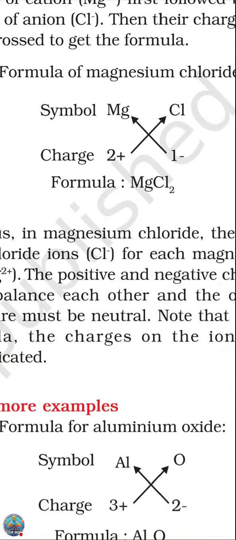And in the same way, magnesium chloride. So first the symbols to be written, Mg and Cl. Magnesium valency is plus 2. Chlorine's valency is minus 1. Again we'll cross them. MgCl2.